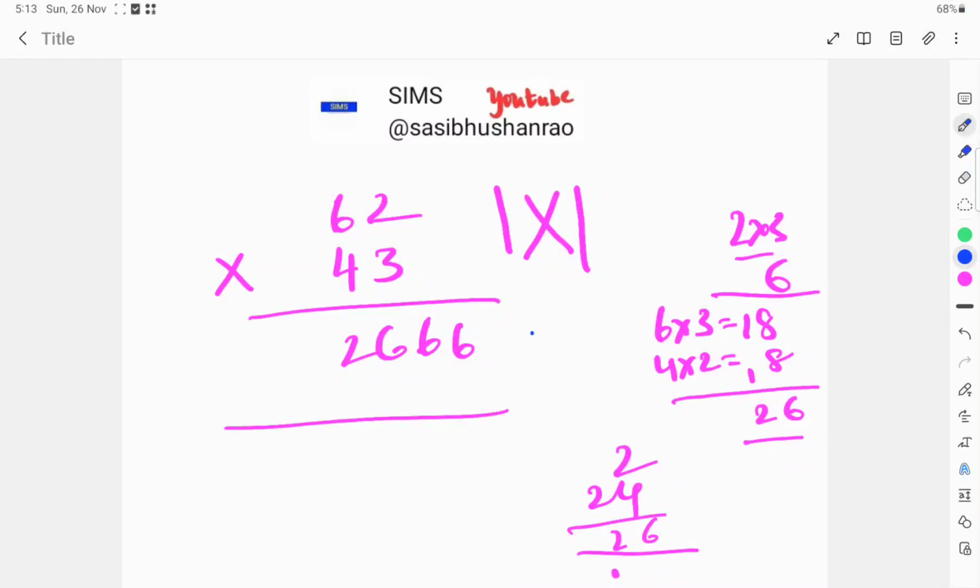Welcome to SIMS. Today's topic is the multiplication method: 62 multiplied by 43. So it comes to 62 into 43.